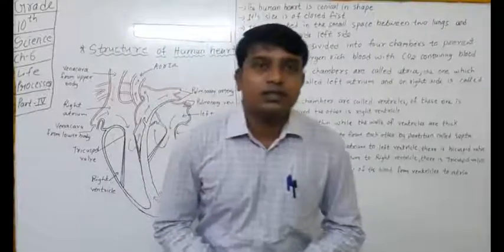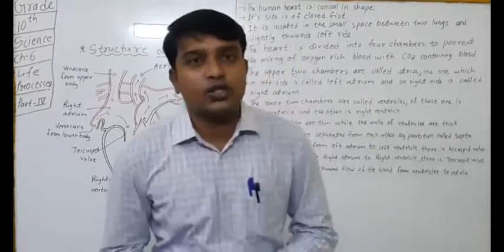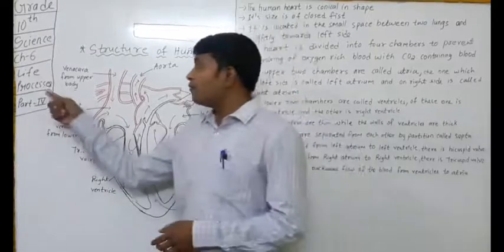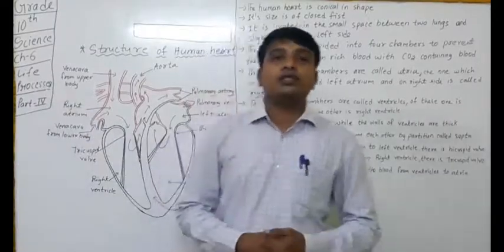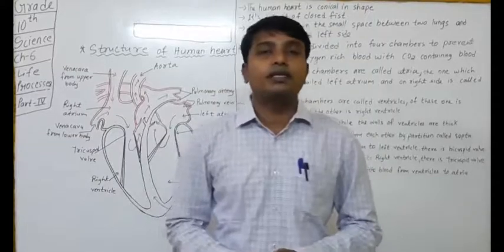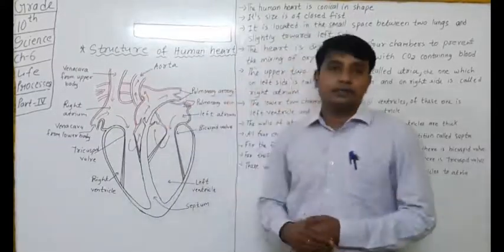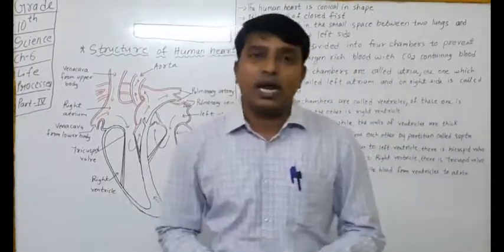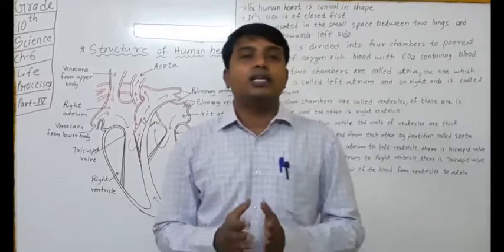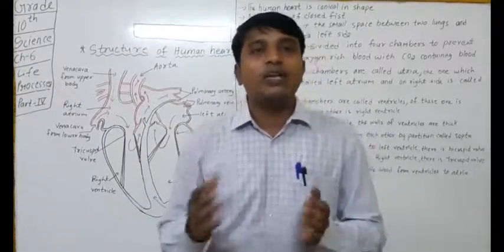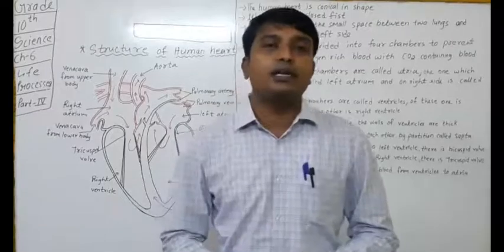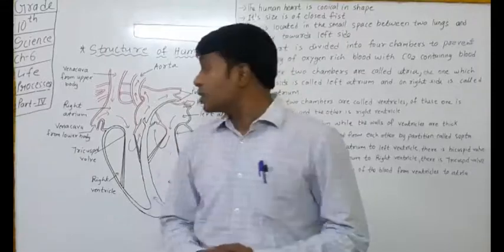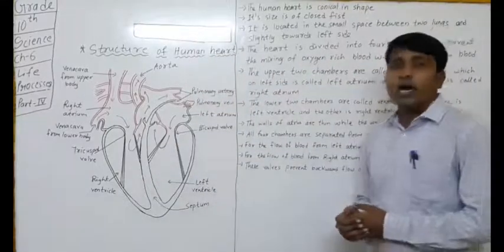Good morning, students. Welcome to today's session. This is part 4 of this chapter named Life Process, and today we are going to start our new topic, Structure of Human Heart. We are going to learn in detail how our heart looks, what the various parts are in which it is divided, and how each and every part participates and does its function. Here is the diagram of the human heart.